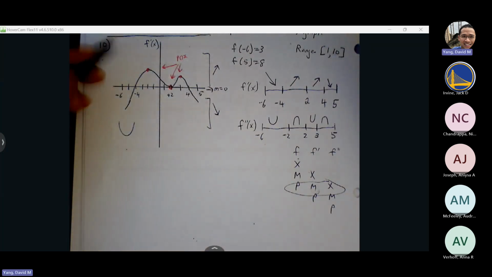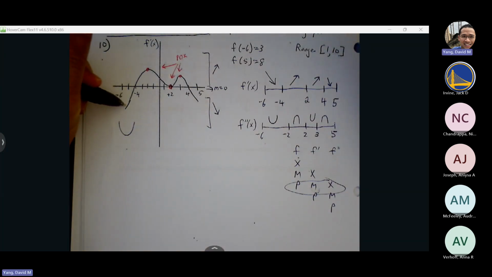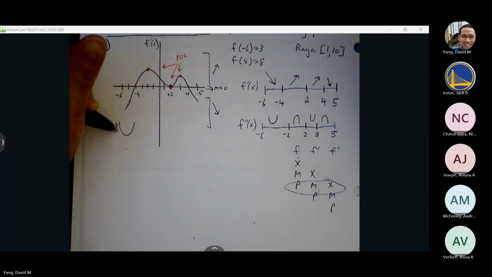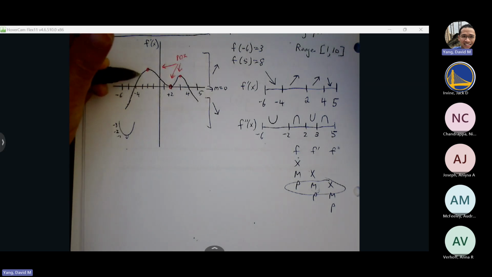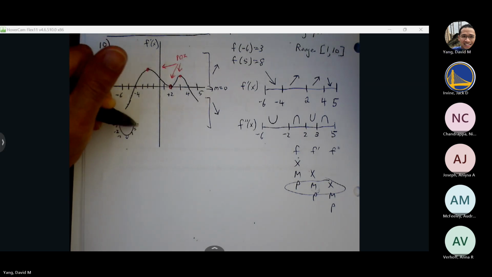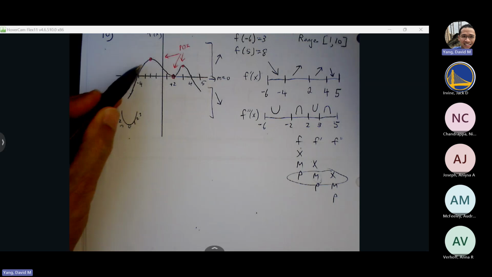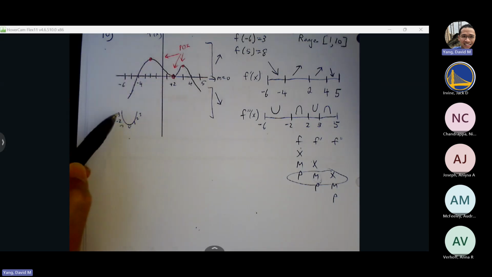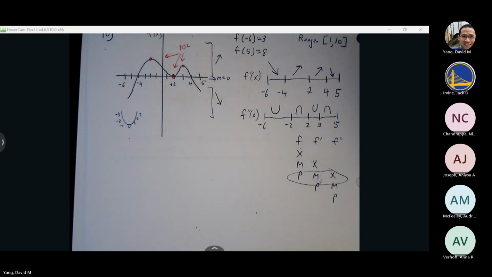Or if you want to visualize what's happening, imagine slopes of -3, then -2, then -1, then 0, then 1, then 2, then 3. If you were to plot all those slope behaviors on the original graph, this is what your graph will end up looking like, right? Concave up. Yeah.